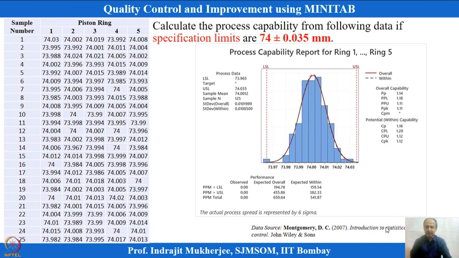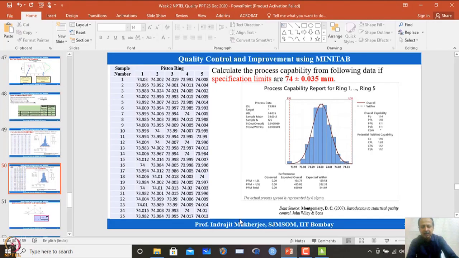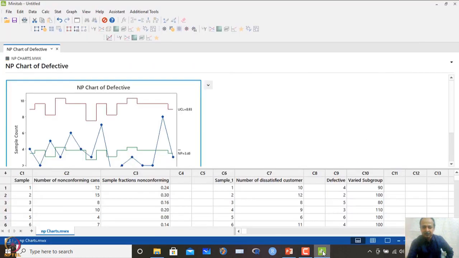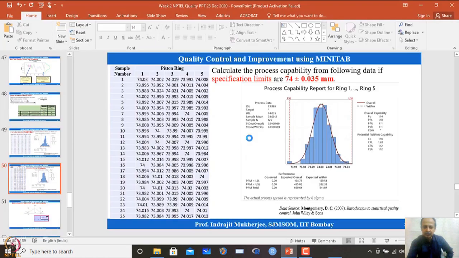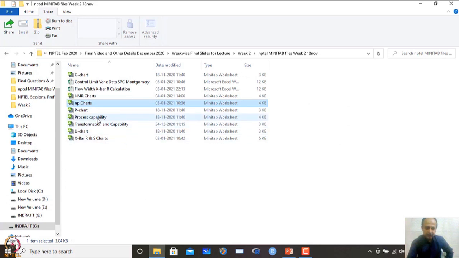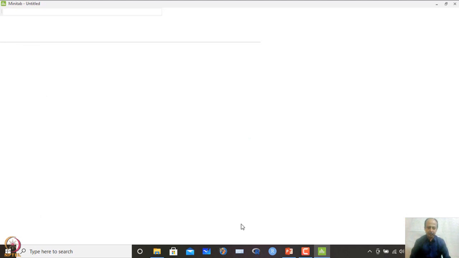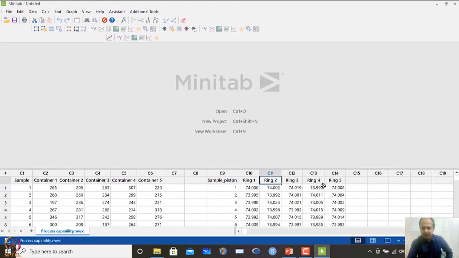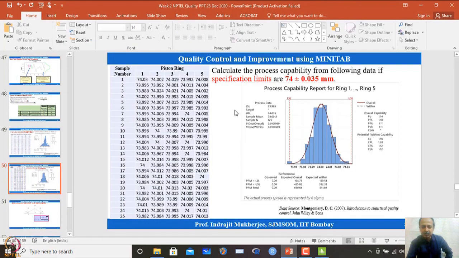We will place this into Minitab and try to figure out the value of the Cp index. This is the data that was collected at a given time point. Piston ring 74, and every time we have 5 subgroups. We will calculate the process capability index. So, we will close this one and open the process capability analysis Minitab file, which is already stored with me. This is the piston ring example that we are taking first. We have the both-sided specification, 74 plus or minus 0.035, taken from Montgomery's book example. We will try to illustrate that one.